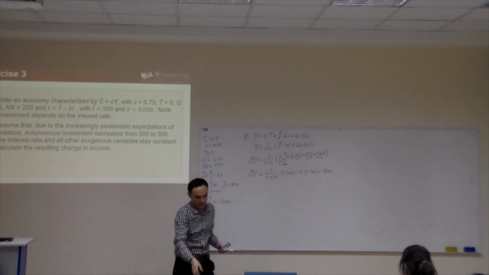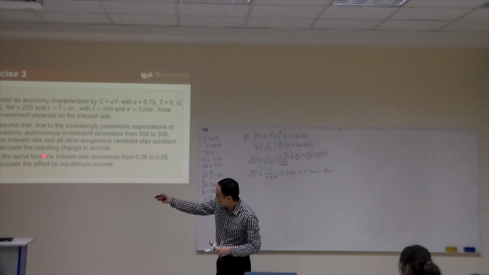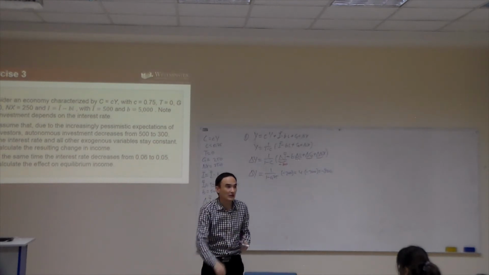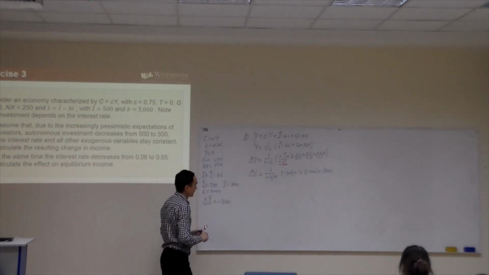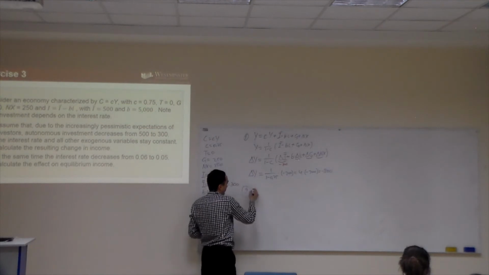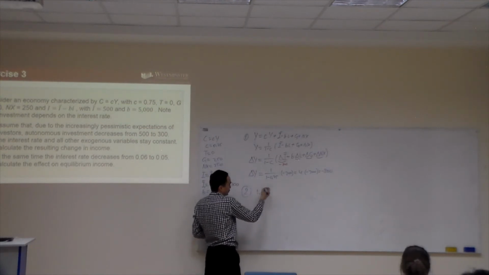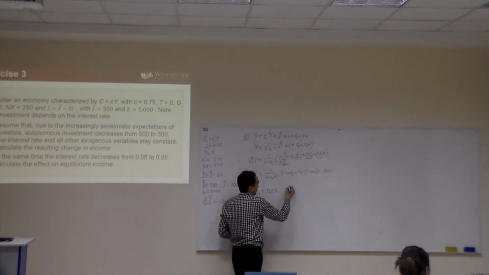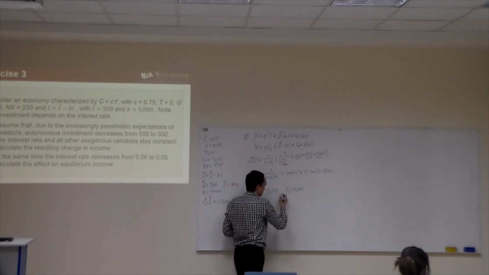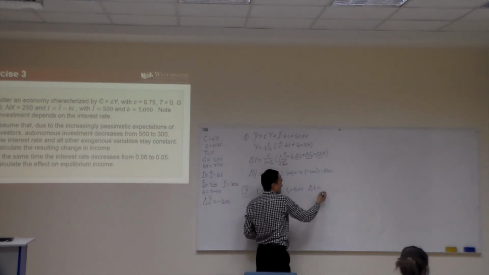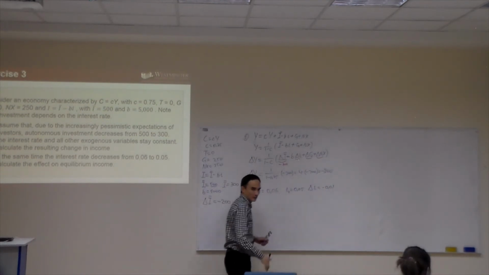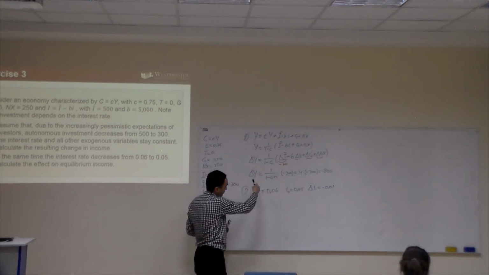So now, second one, at the same time the interest rate decreases from 6% to 5%. The government immediately reacted in the second case. The interest rate initially used to be 6%, right? Now they reduced it to 5%, which means change in interest rate is minus 1%. It's a reduction. So now you can find it.